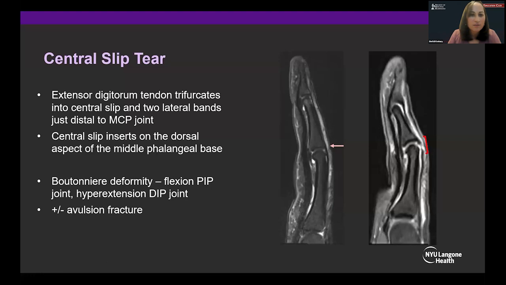So central slip tears result in a boutonniere deformity. This is flexion at the proximal interphalangeal joint with hyperextension at the distal interphalangeal joint, as we can see in our case. This is flexion here with extension at the distal interphalangeal joint. You may or may not see an associated avulsion fracture. Some of these tears involve the tendon in isolation, and some will cause an avulsion fracture at that dorsal base of the middle phalanx.